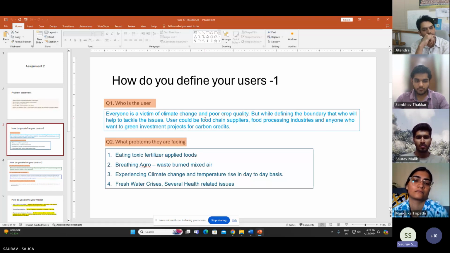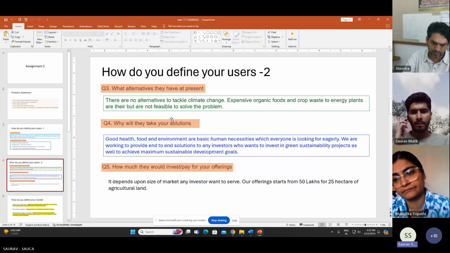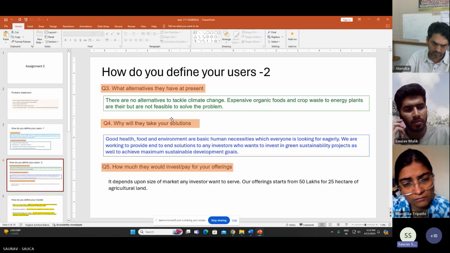Now, what problems are they facing? Question two was what problems our users are facing. I think the users are well aware that they are breathing bad air, eating toxic food, and experiencing extreme climate change, freshwater crisis, and several health-related issues. Now, the third question was what alternative they have at present. I think there is no alternative people have. They have to face what they are getting.